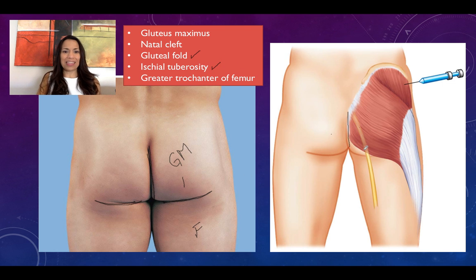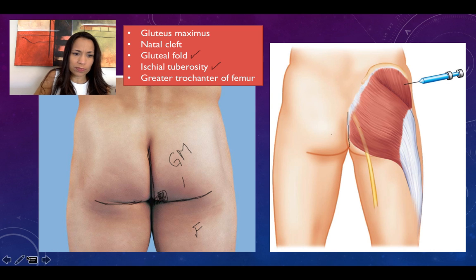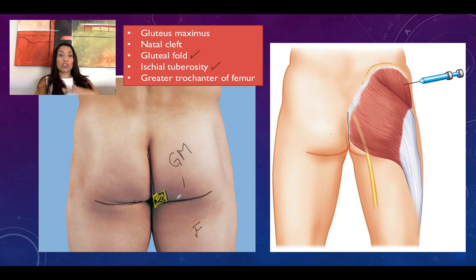If you're standing like this guy, you won't be able to feel it because gluteus maximus is covering the ischium and the ischial tuberosity, which is actually at this level. Let me grab yellow so you can see the location. It's at this level, the ischial tuberosity. But when you sit, the gluteus maximus contracts and moves up, and the ischial tuberosity is subcutaneous, right under the skin.